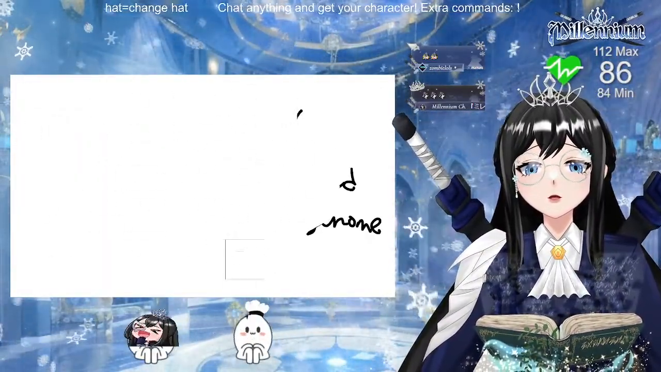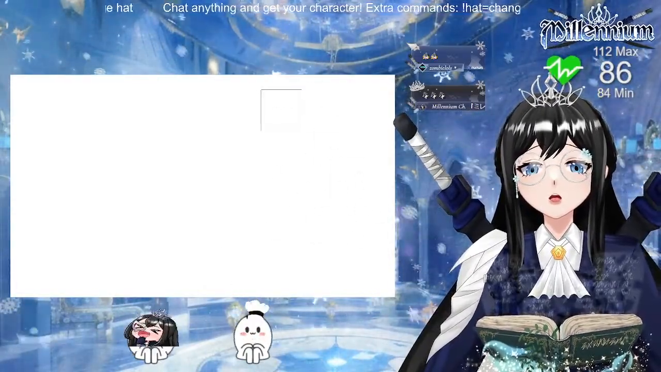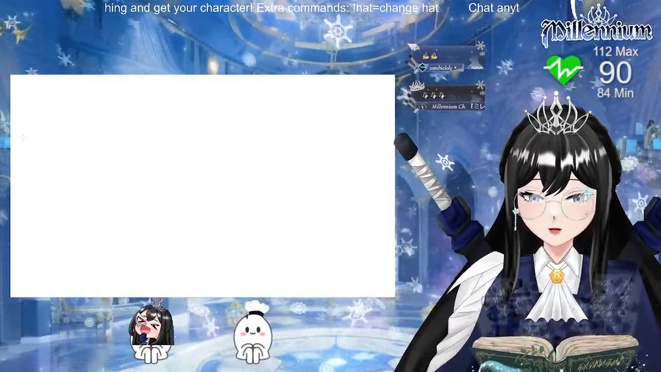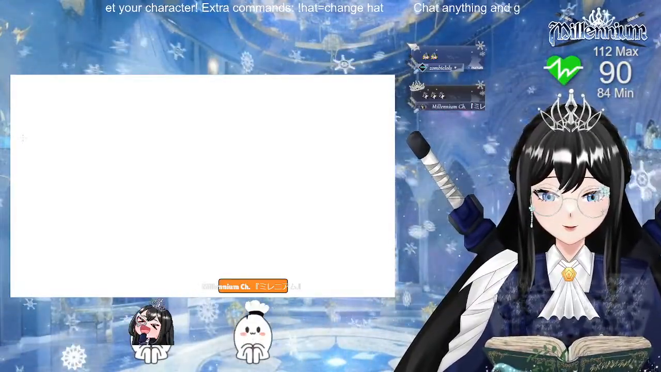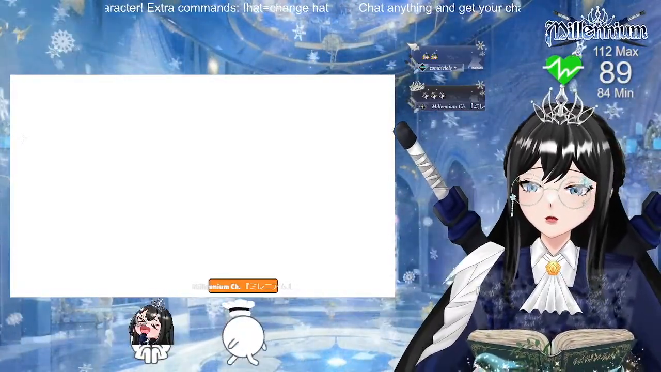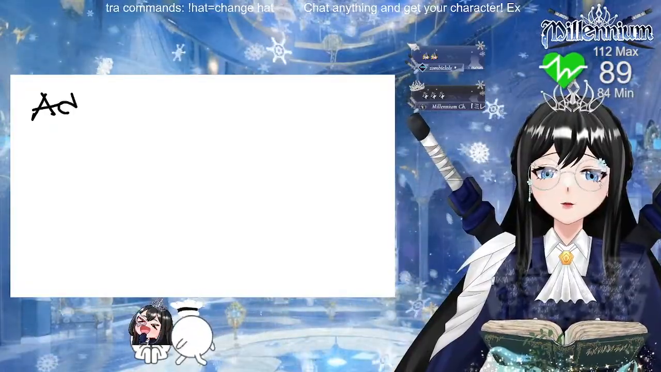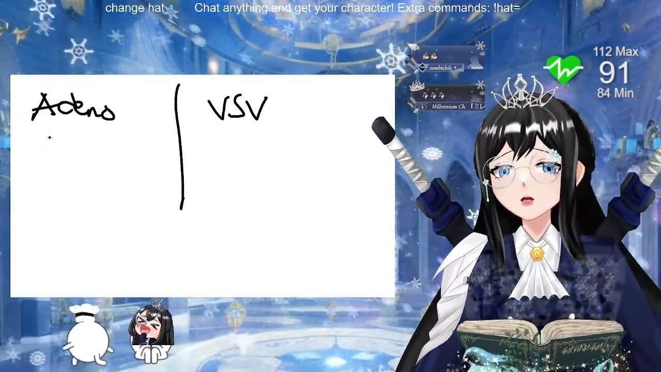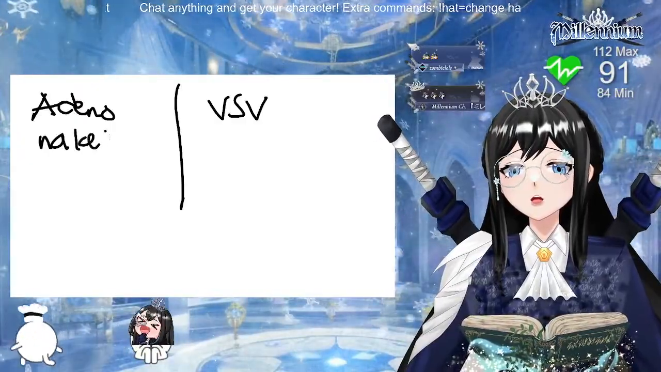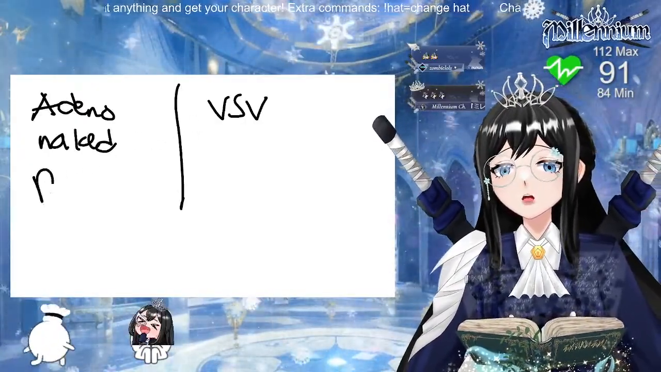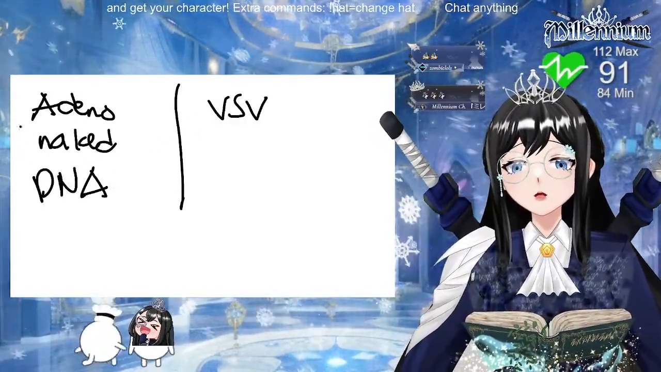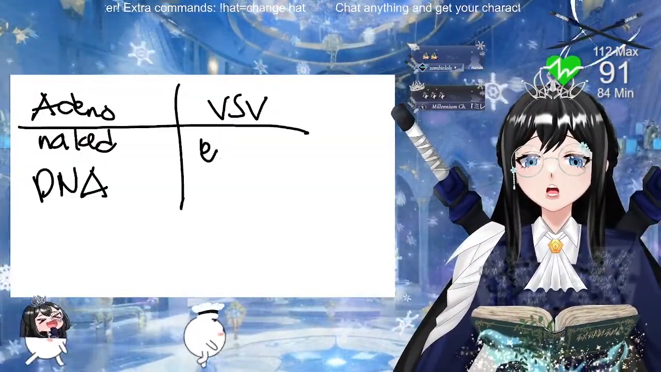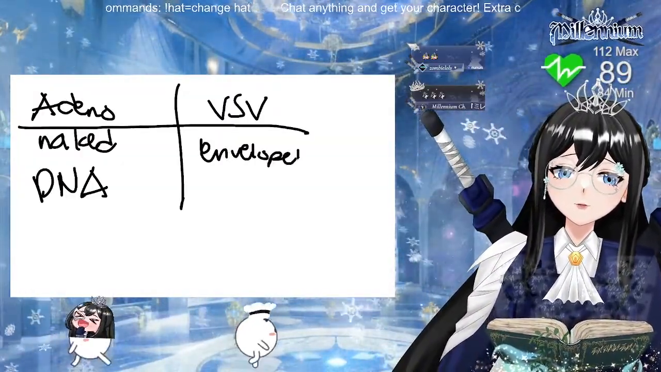So some questions that I would like to remember the answer to would be these. Adenovirus versus VSV: adenovirus is a naked virus and it uses a DNA genome. Meanwhile, VSV is enveloped and has an RNA genome.